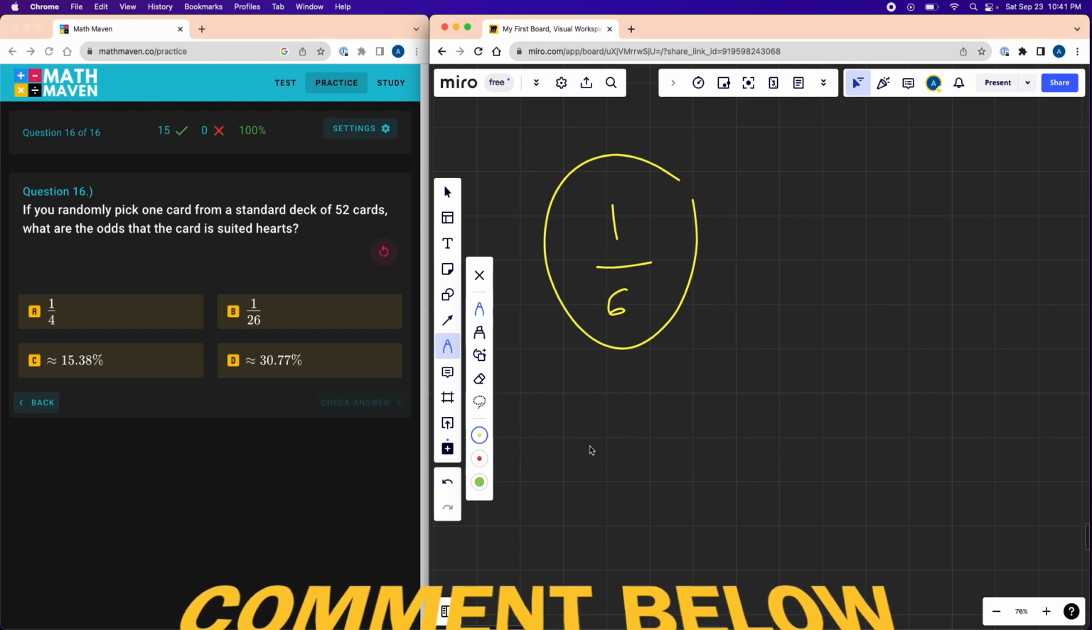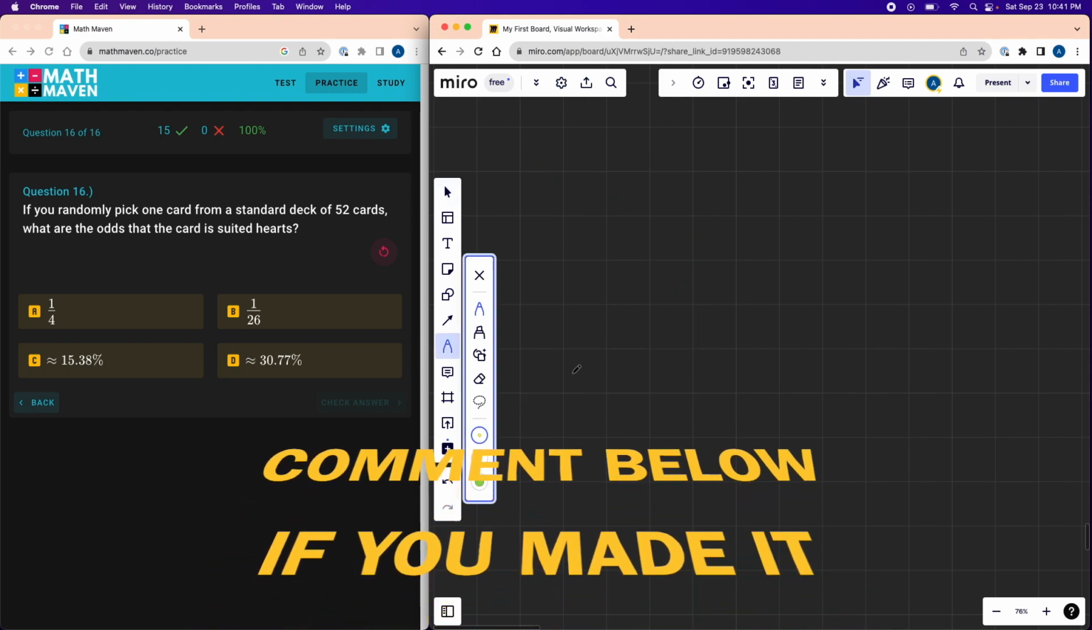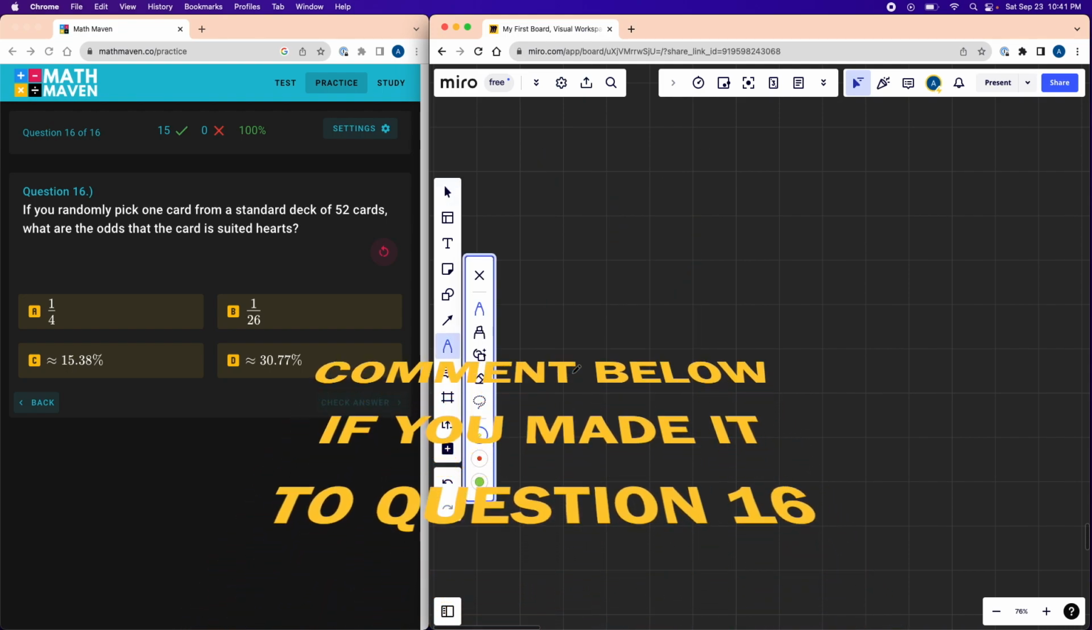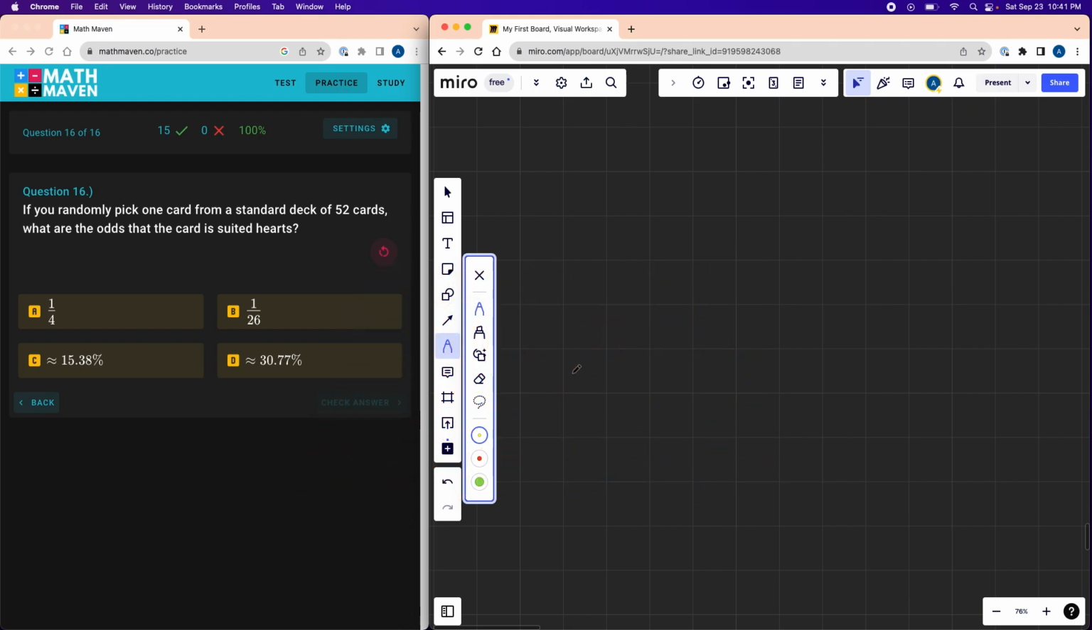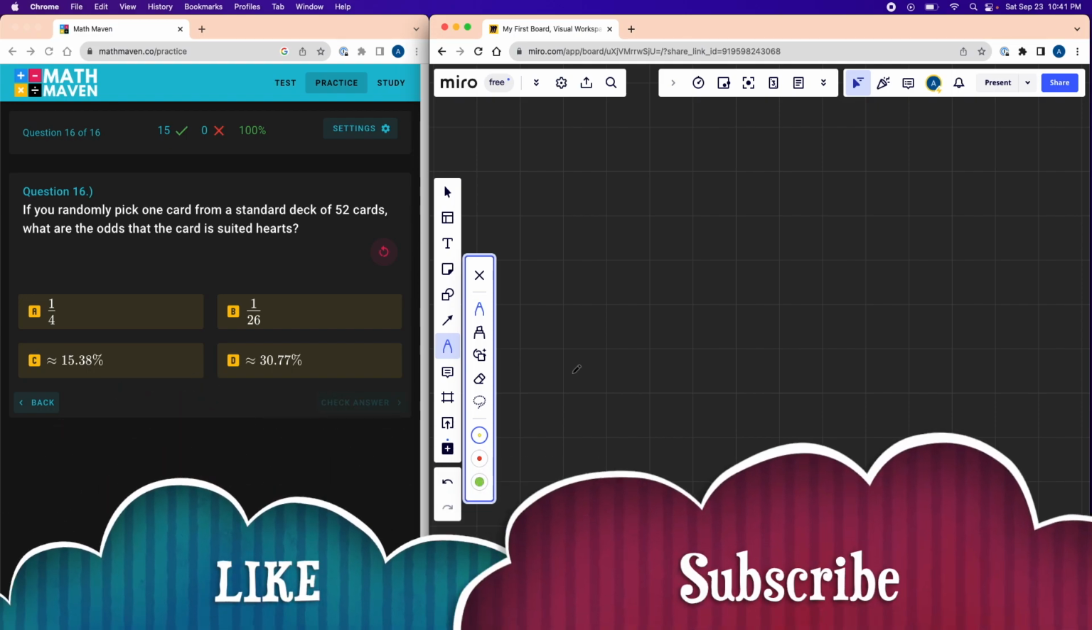All right. Last question, number 16. If you randomly pick one card from a standard deck of 52 cards, what are the odds that the card is suited hearts? What are the chances that you pick up a card that has hearts on it? All right, press pause and try this one out on your own.